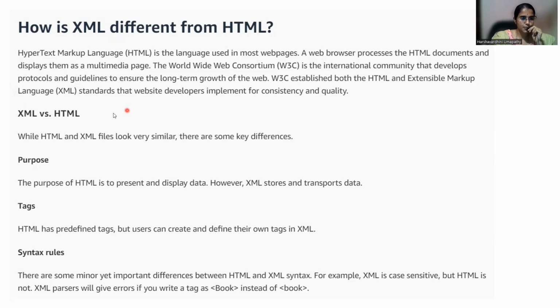Then the difference between XML and HTML. They both sound similar, but there are some key differences. First one, the purpose of HTML is only to display the data, whereas XML can store and transport the data. Then the tags. HTML tags are of a predefined format, whereas in XML, the user can create their own tags.